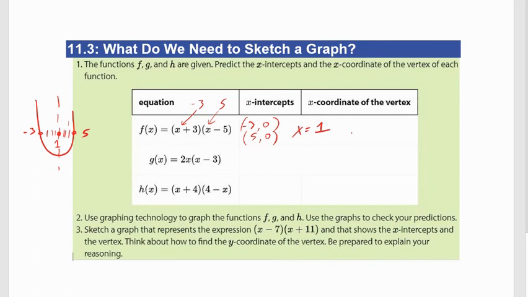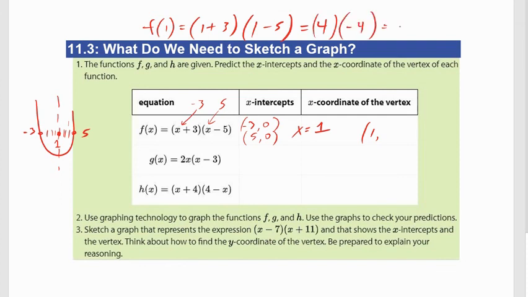Now, if I wanted to find the actual vertex, 1 comma some number, all I have to do is plug in the 1 into my original function. So if I do that, you get this, plug in the 1, right? 1 plus 3 is 4, and 4 is going to multiply to 1 minus 5, which is negative 4. And 4 times negative 4 is negative 16. That gives me my vertex.